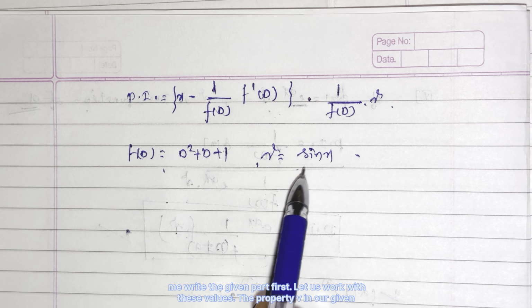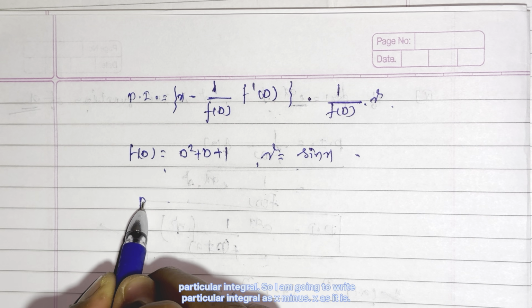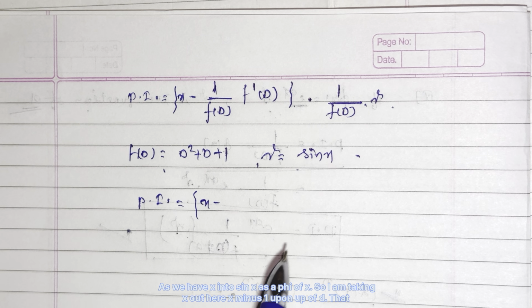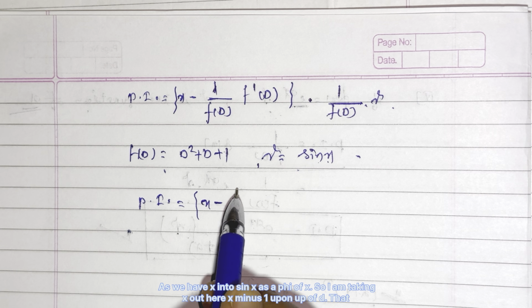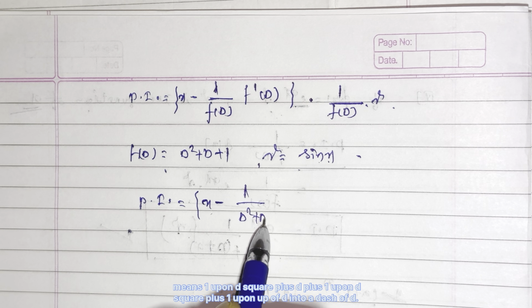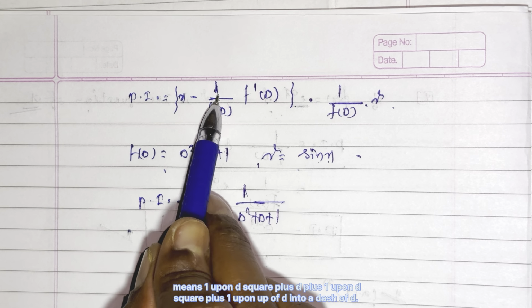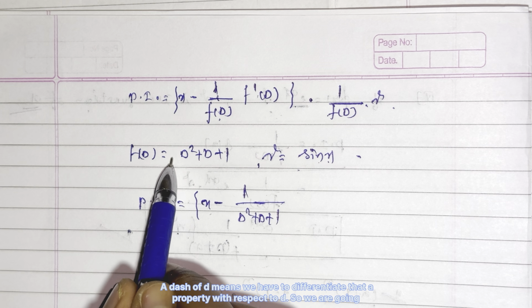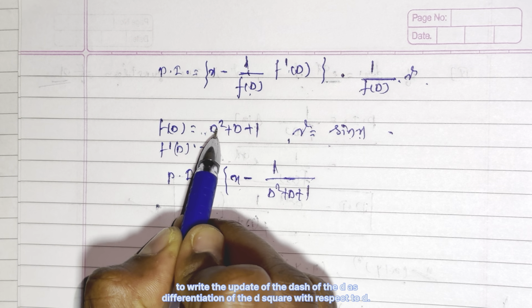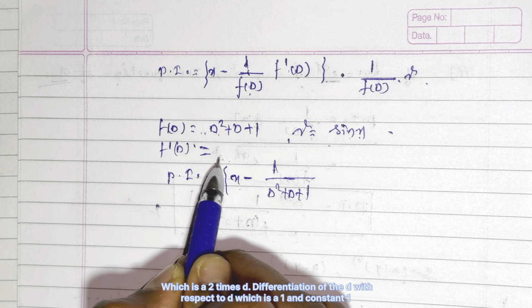So the particular integral, let me write the given part first. Let's work with these values, f of D and phi, in our given particular integral. So I'm going to write the particular integral as x as it is. As we have x into sin x as phi of x, I'm taking x out here, x minus 1 upon f of D, that means 1 upon D² plus D plus 1, into f dash of D. f dash of D means we have to differentiate that f of D with respect to D, so we are going to write f dash of D as the differentiation of aD² with respect to D, which is 2 times aD.